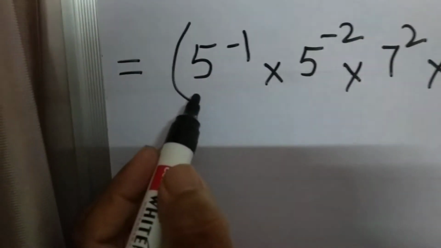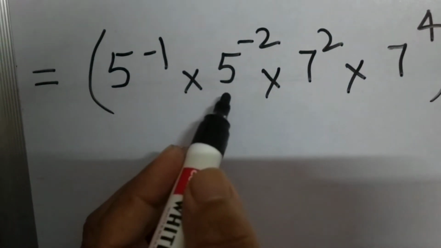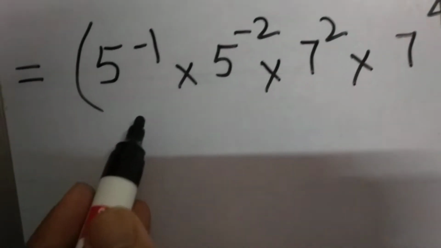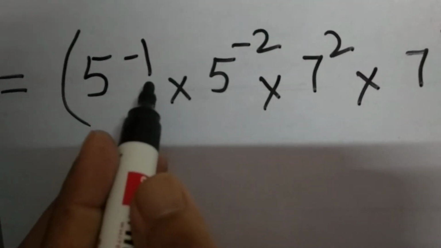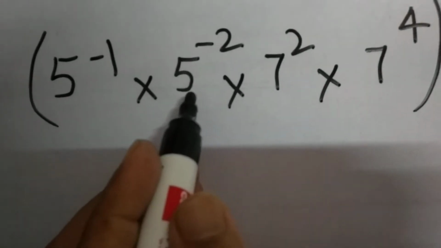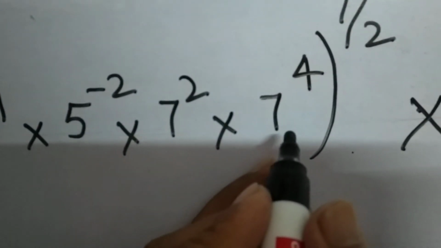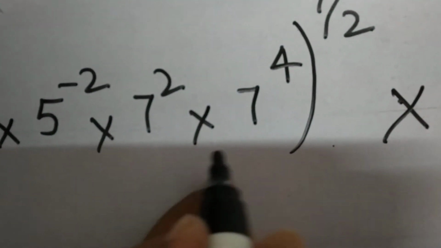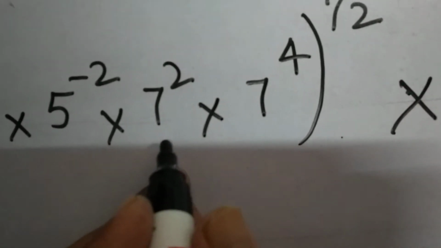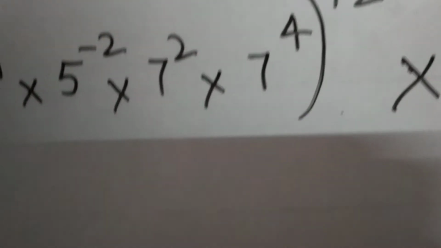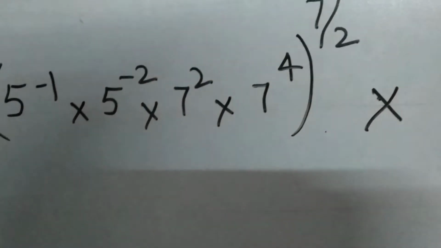a raised to power m into a raised to power n is equal to a raised to power m plus n. 5 raised to power minus 1 into 5 raised to power minus 2 is equal to 5 raised to power minus 3. 7 square into 7 raised to power 4 is equal to 7 raised to power 6, whole raised to power 7 by 2.